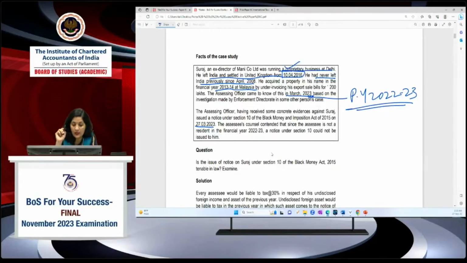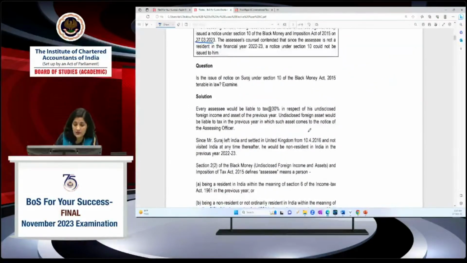अब assessee बोल रहा है कि he is not here during the previous year. He is a non-resident. What will happen? The black money law is not applicable on me. How can you issue a notice to me? Valid है? Is the notice valid? Is the contention of the assessee right?